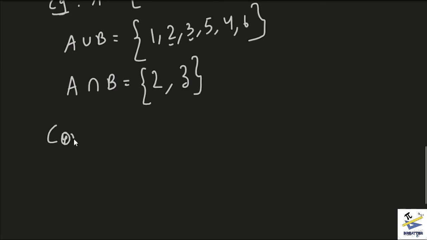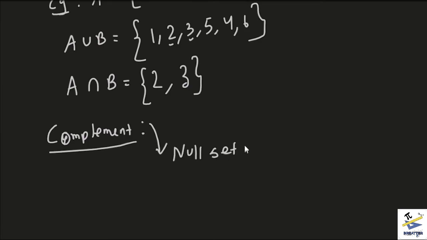So complement of a set. For this, we should also know about two more things. Firstly, we should know about what is a null set. A null set is basically identified by phi, and it's called an empty set, which means it has no elements. So if something has no elements, we denote it as phi. Okay, it's called a null set.